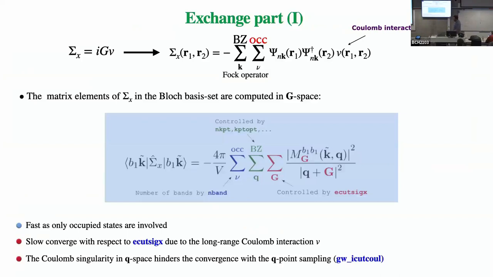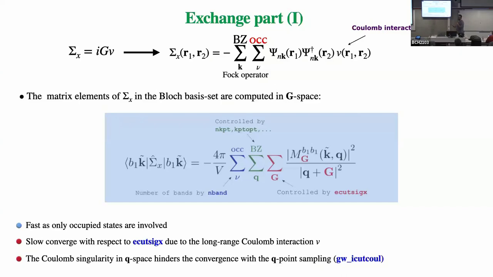As concerns the computation of the exchange part, Sigma-X is simply given by G times v, and if you do the math, what you get is the Fock operator. The main difference is that it is the Fock operator computed with Kohn-Sham functions. If you express all these terms in Fourier space, this is what we get. We have a sum over occupied states, over k-points in the full Brillouin zone, and another sum over G, and the number of G's is controlled by this variable.